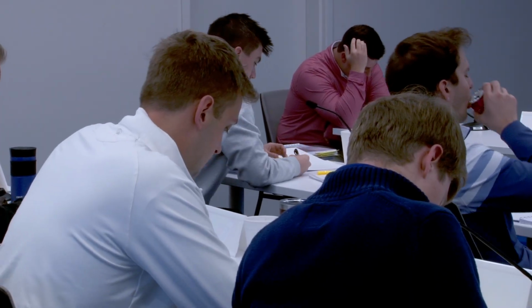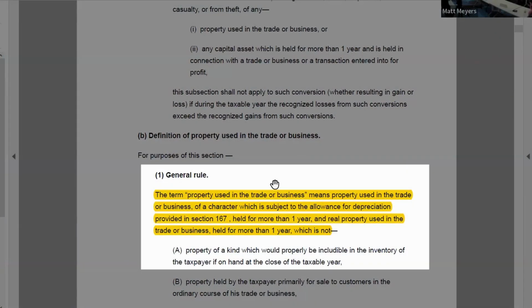Okay. General rule, the term property used in trade or business means property used in the trade or business of a character which is subject to the allowance for depreciation provided in section 167, held for more than 1 year, and real property used in the trade or business held for more than 1 year, which is not A, property. Yeah, don't worry about that.